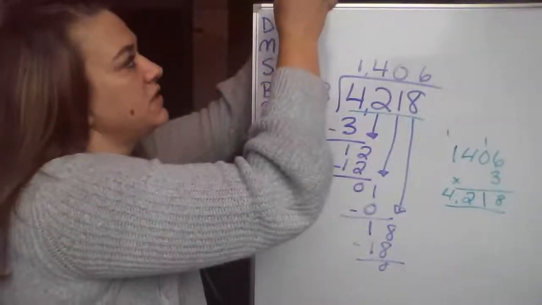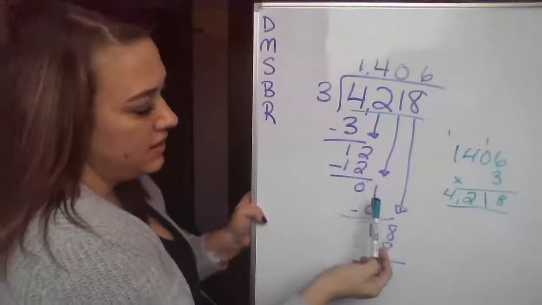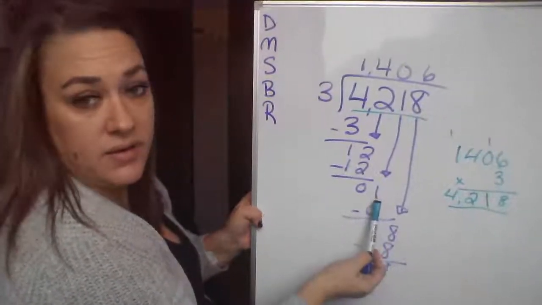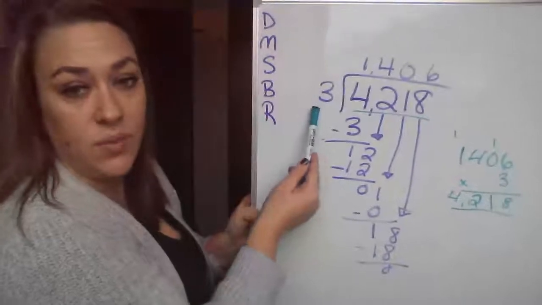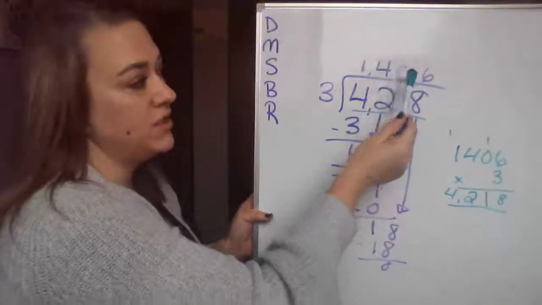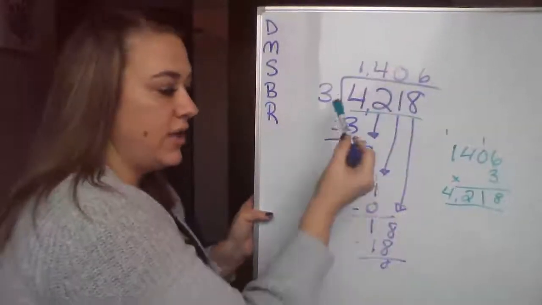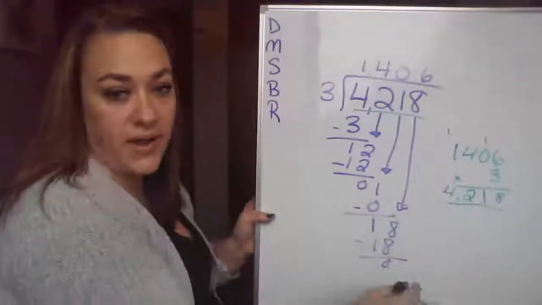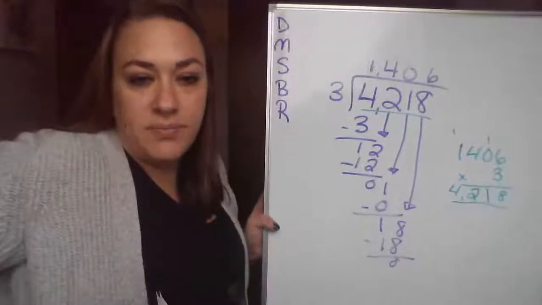So when you come to those and you're like, well, I can't, I only have 1. I need 3 to make 1 group. Well, then you just say, well, I can't. I can make 0 groups. You still have to put that 0 on the number line and go through the steps. Okay? All right, let's do another one.